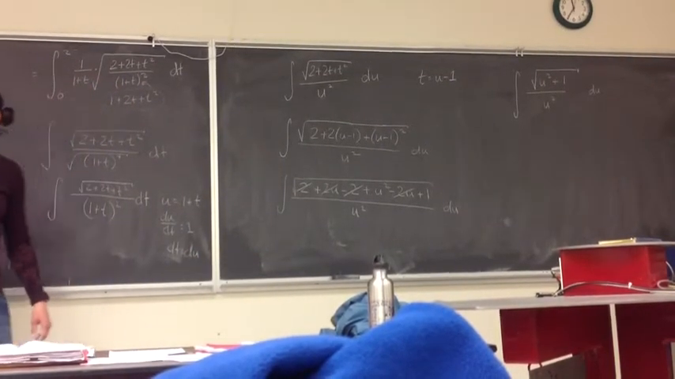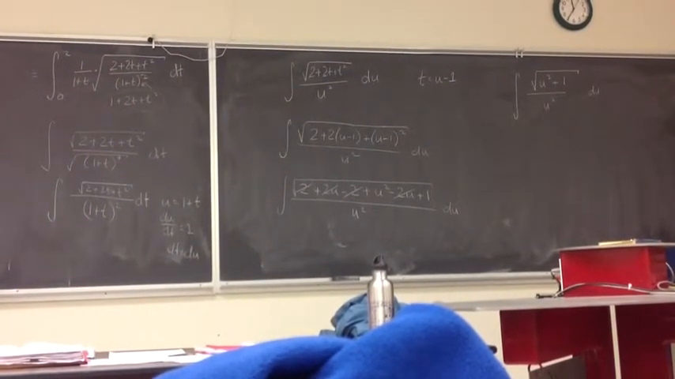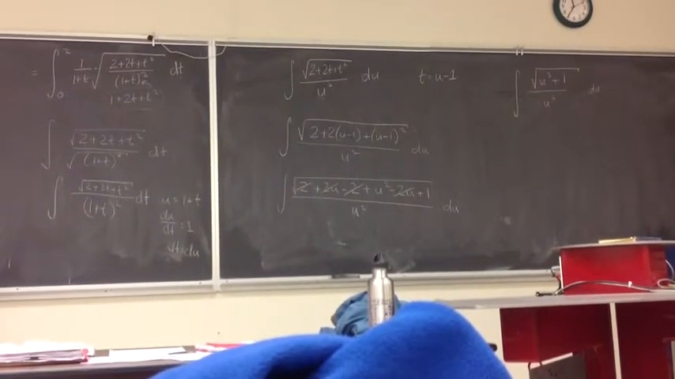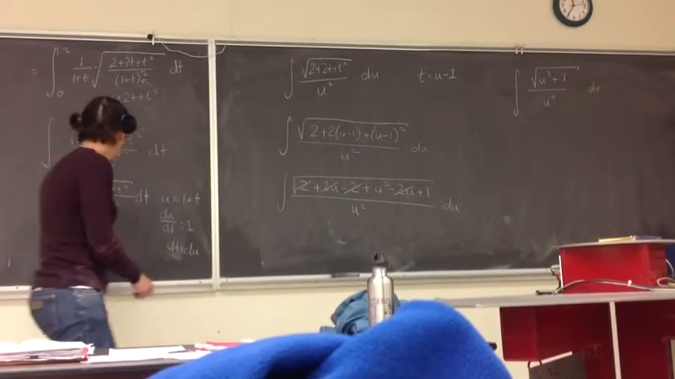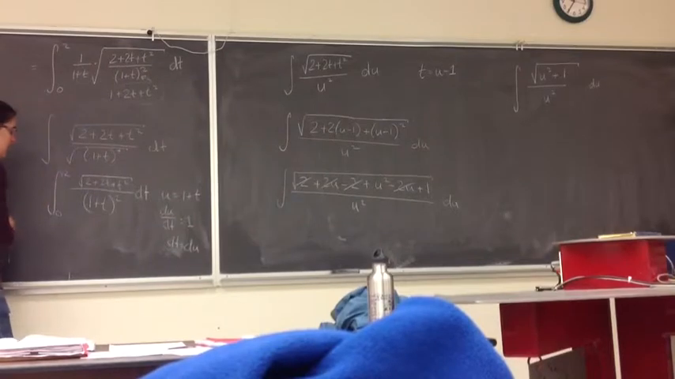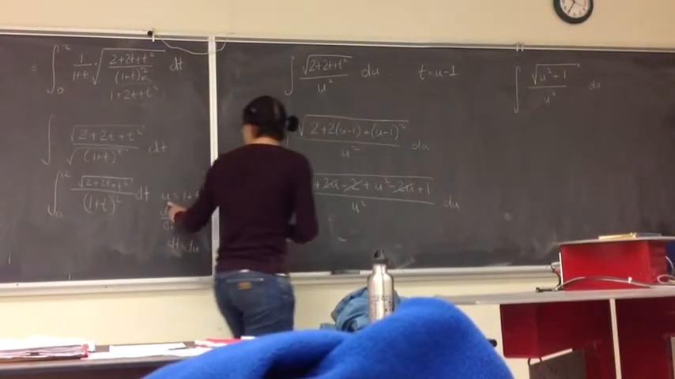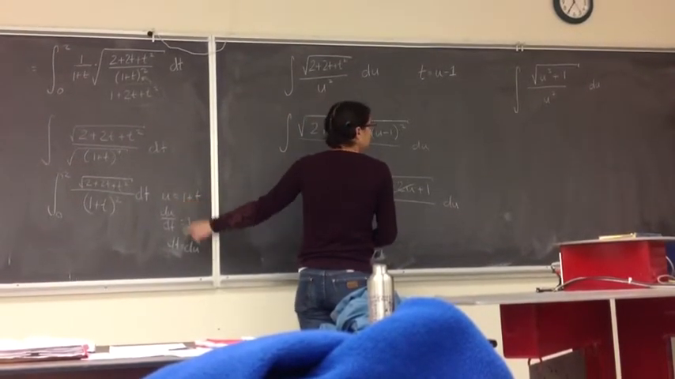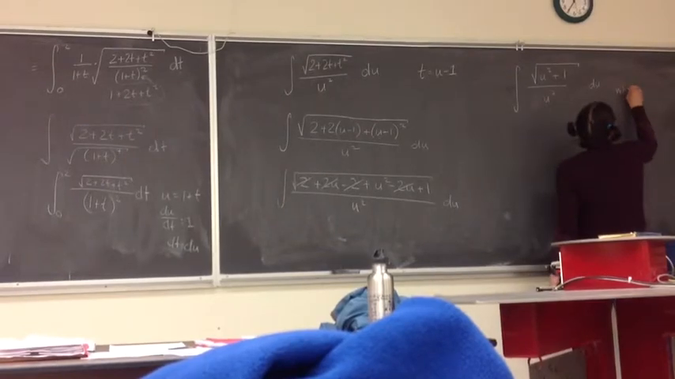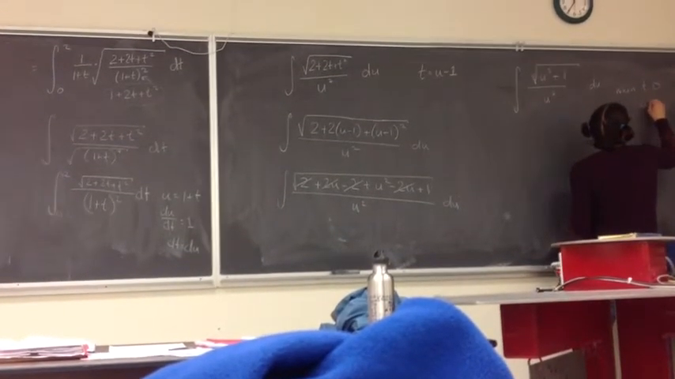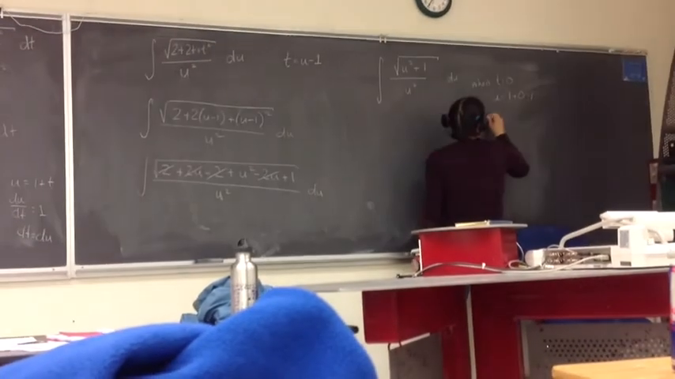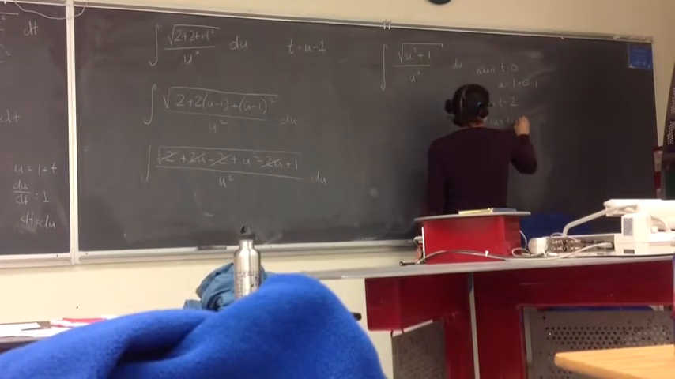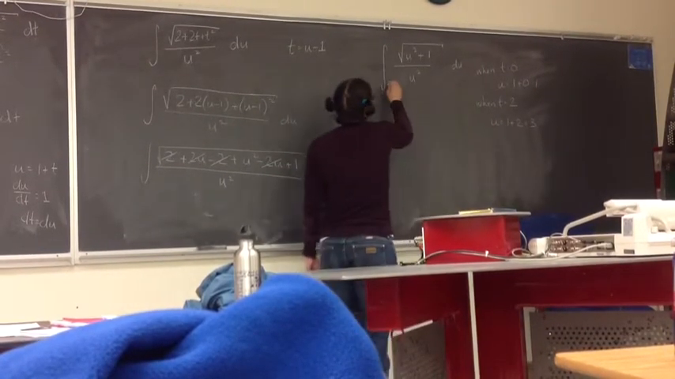What did you do from there? Changed the bounds and just solved it out. The bounds went from 2 to 3. Okay, so if your original bounds went from 0 to 2, then when t is equal to 0, u is going to be equal to 1. When t equals 0, u is equal to 1 plus 0, which is 1. And when t is equal to 2, u is equal to 1 plus 2, which is 3. So our bounds are going to go from 1 to 3.